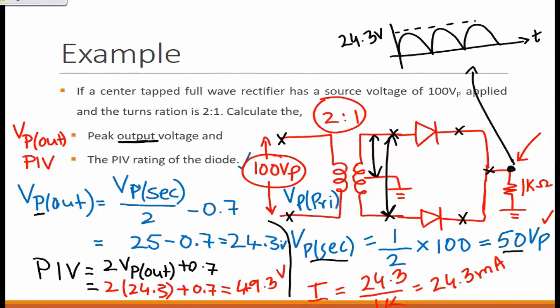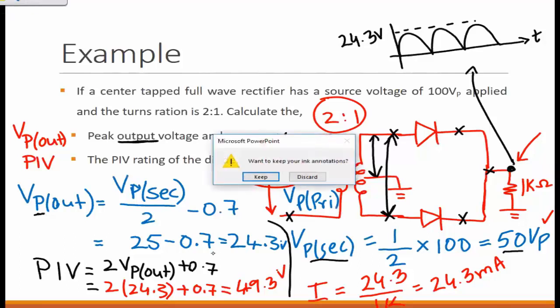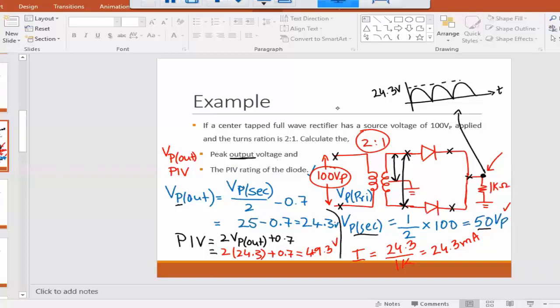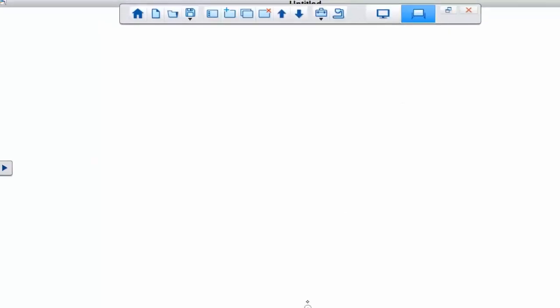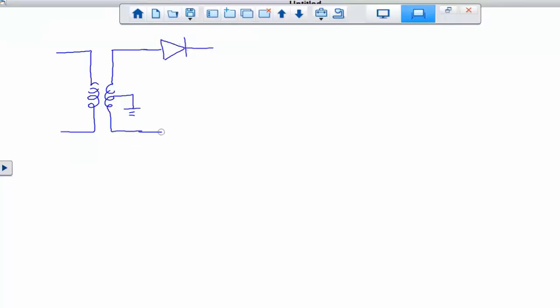All right, so let's do another example of a similar type of rectifier, before we proceed to the next stage of the circuit, which would be the filtering stage. So this one would be center tapped as well. That means this would be a full wave rectifier as well.